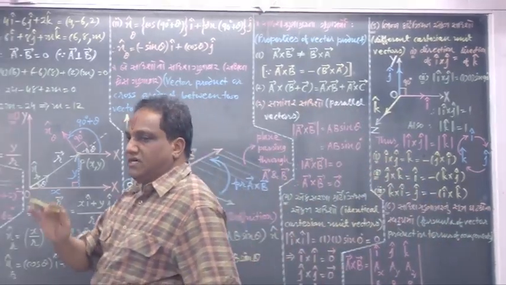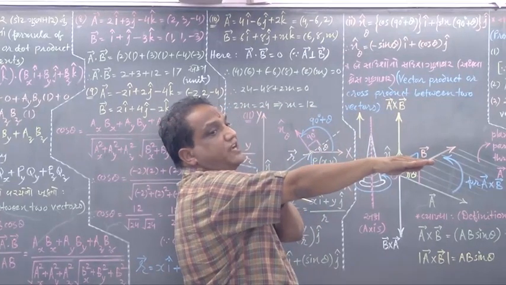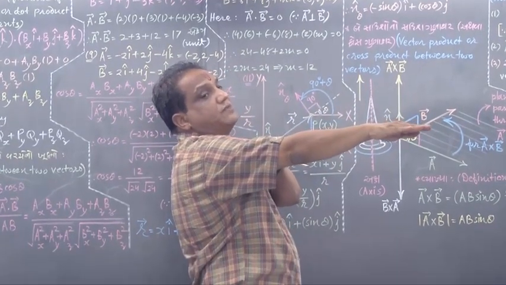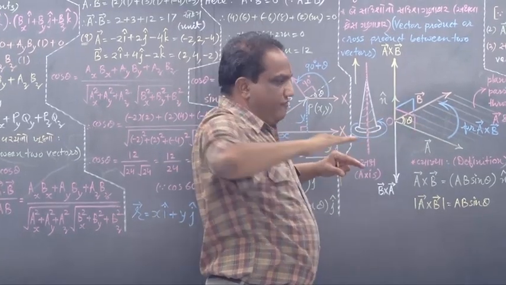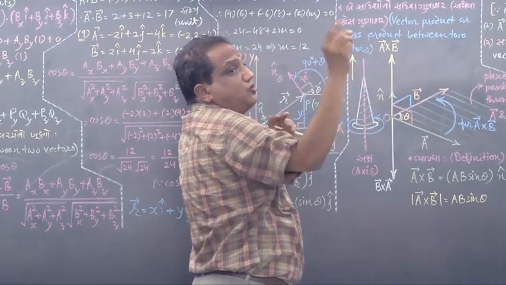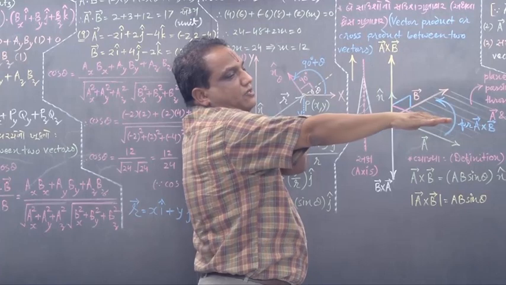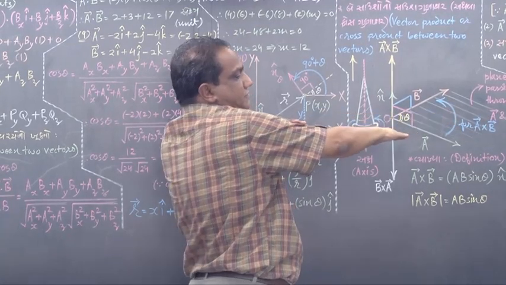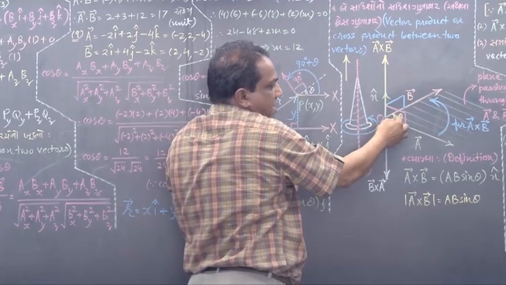Now, what is the rule? The rule is that you should rotate the first vector towards the second vector. The first vector is this, vector A. Vector B is like this. You should rotate first towards second. Rotate it towards the second vector this way, through the angle between them.